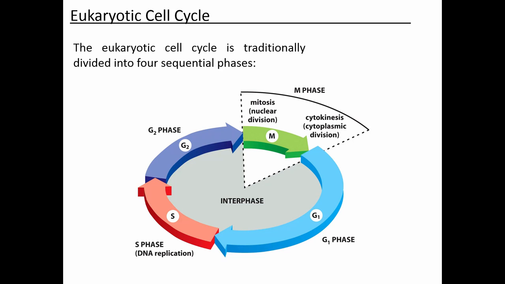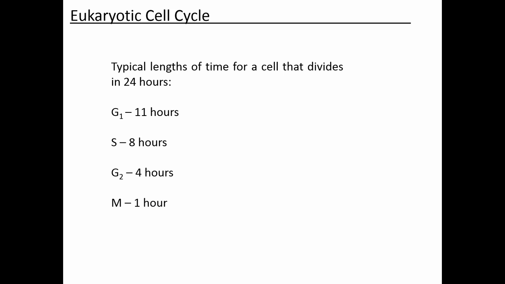Okay, the next slide, you don't need to remember the numbers, but this is giving you how long each phase takes for a fast-dividing mammalian cell that divides in 24 hours. An example of that would be a skin cell, a rapidly dividing cell that can divide within 24 hours. This just gives you the typical lengths. So you can see that M phase is a rather short time period within that 24 hours. It only makes up an hour within the 24-hour time period.